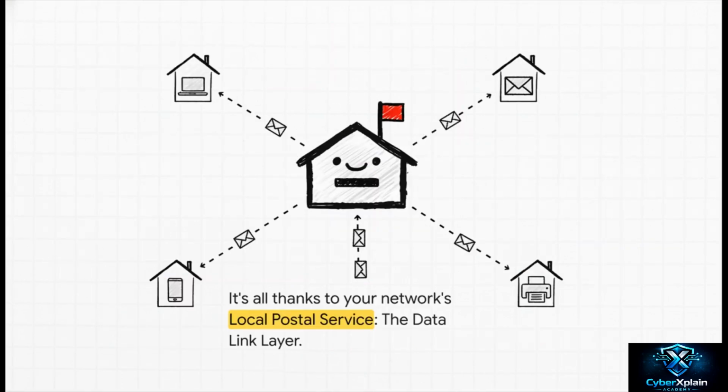Well, the answer is something you can think of as a super efficient, super local postal service. This is layer 2 of the OSI model, the data link layer, and its entire job, its entire world, is handling the mail delivery right there inside your own network neighborhood.